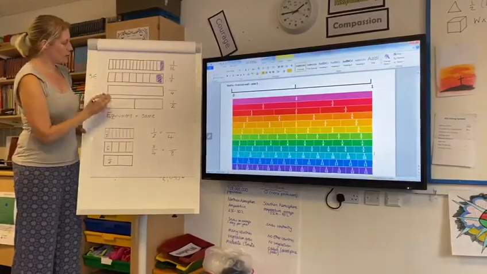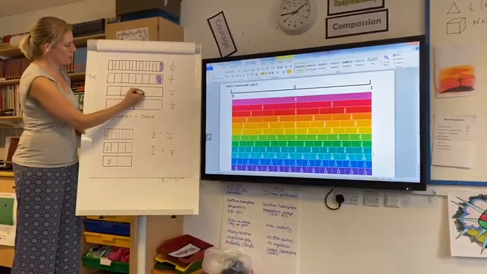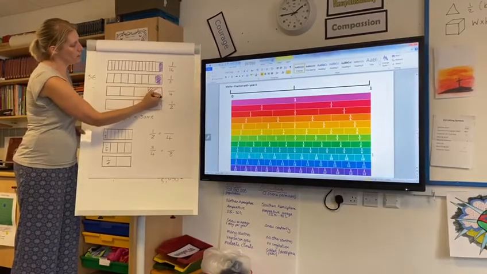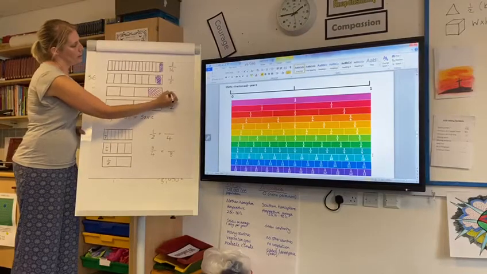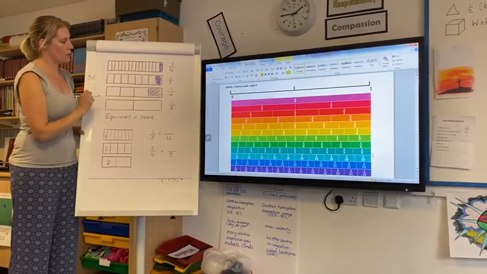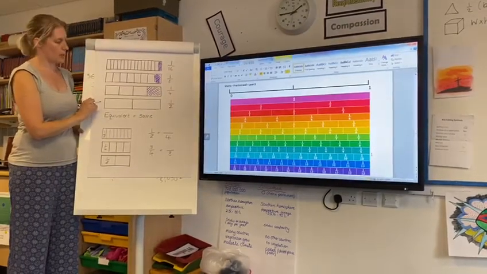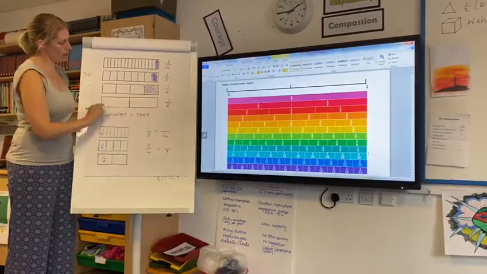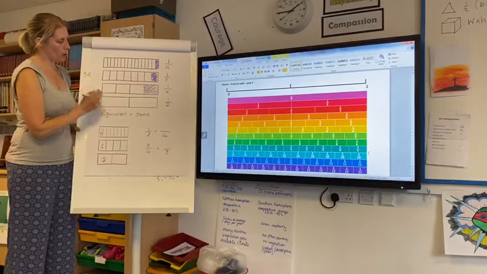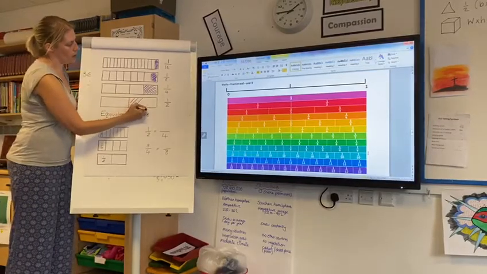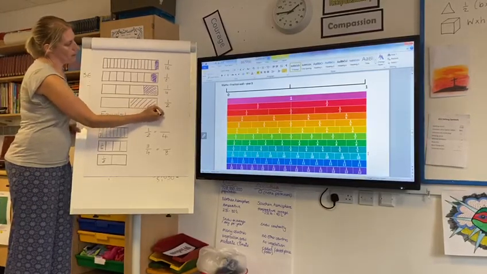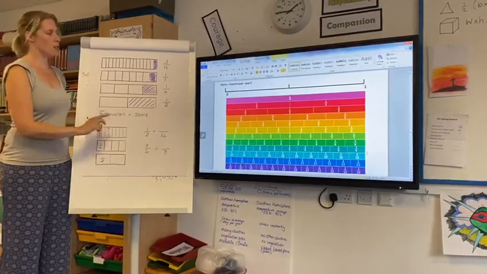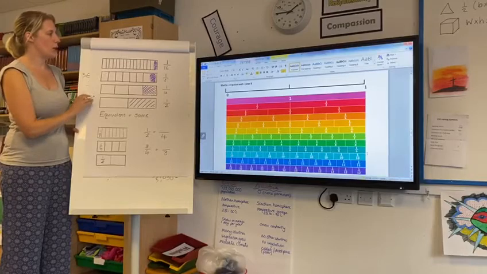The next bar I'm going to split into 4 equal parts. Colour one in. I've coloured in 1 out of 4. I've coloured in 1/4. And for my bottom bar, this is my whole. I've split it into 2 equal parts and I'm going to colour in one of those parts and I've coloured in 1/2.